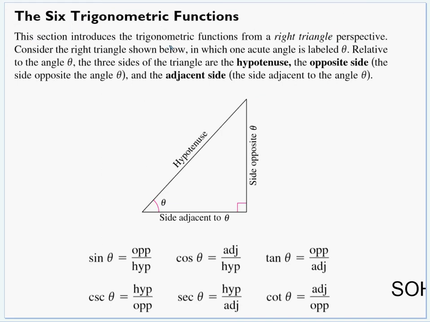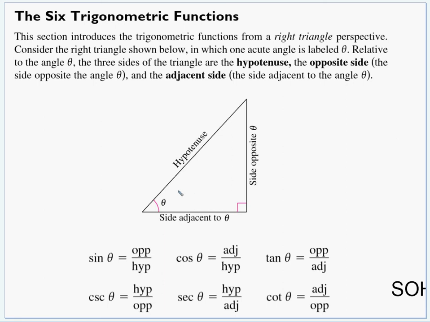This section introduces the trig functions from a right triangle perspective. Consider the right triangle shown below, in which one acute angle is labeled theta. Relative to angle theta, the 3 sides of the triangle are the hypotenuse, the opposite, and the adjacent side.